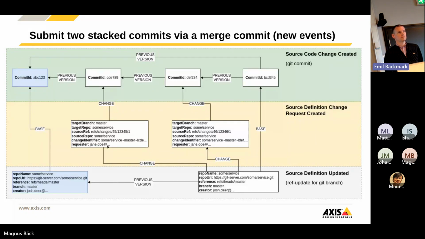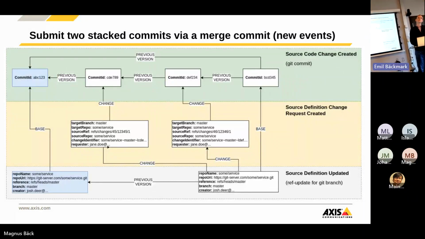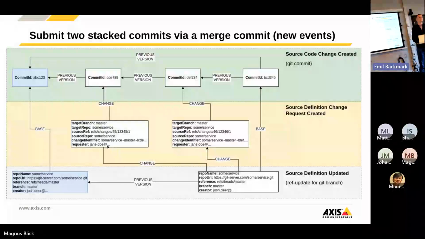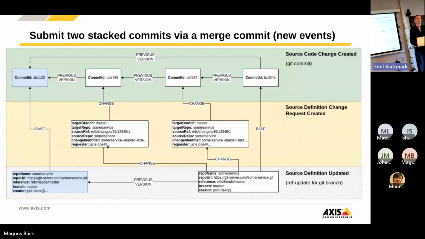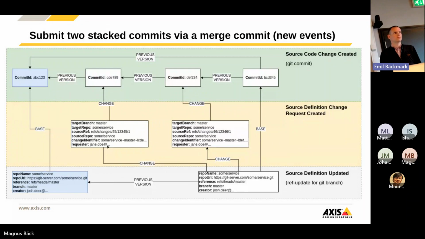I must say, I don't really like the current events that we have either. But my main problem with the current events is that we don't have any source change updated events. So to me, the source change created event represents the source change in Gerrit or the pull request in GitHub. And then it contains multiple patch sets, or multiple commits in the GitHub case. Which would then be a source change updated event for those. And then submitted that to other.